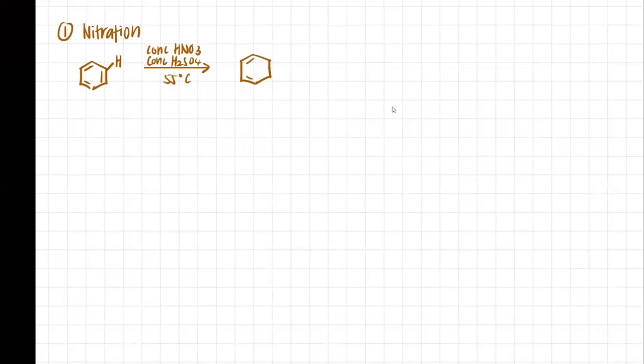nitrobenzene. Okay, this is nitrobenzene. We have two methods to write this. This is the first method, which is called a reaction scheme. I told you before. A reaction scheme is when we only show the product and the reactant. We only show these two, with no byproducts and no second reactant.